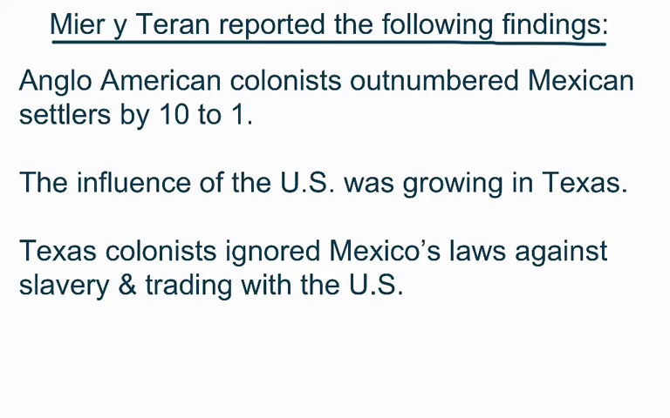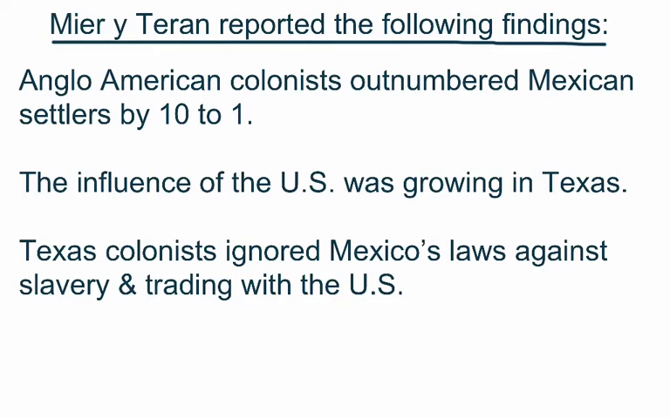First thing he reported was that Anglo-American colonists outnumbered Mexican settlers by 10 to 1, meaning that for every 10 American Anglo colonists there was only one Mexican settler living among them. The second thing that he found was that the influence of the United States was growing in Texas. That means more and more people coming in from the United States were influencing the area of Texas.